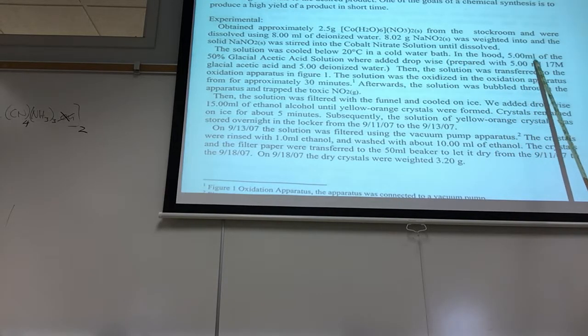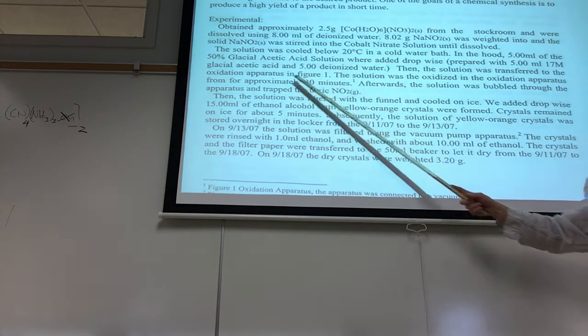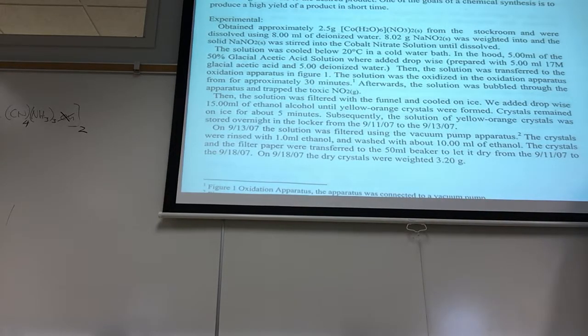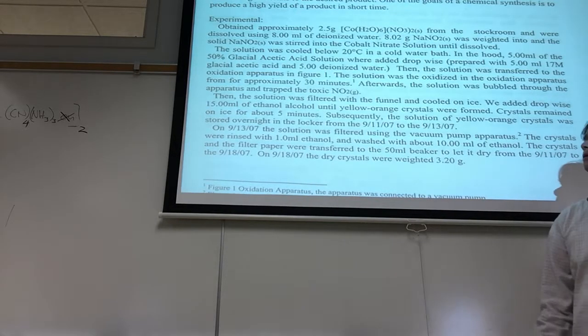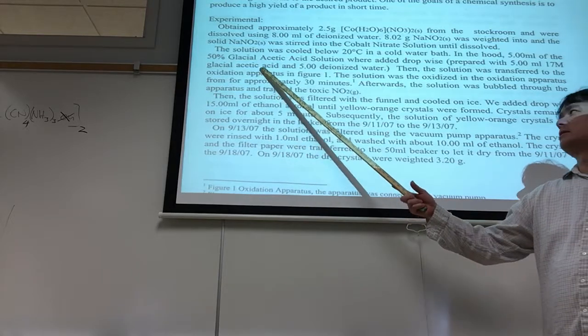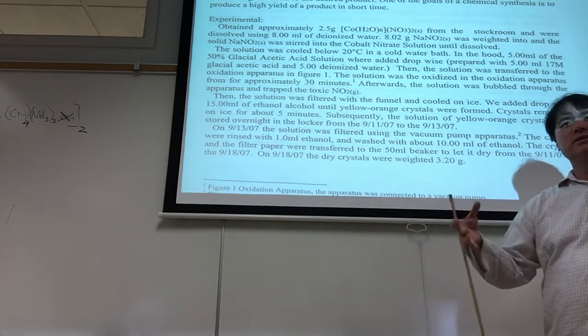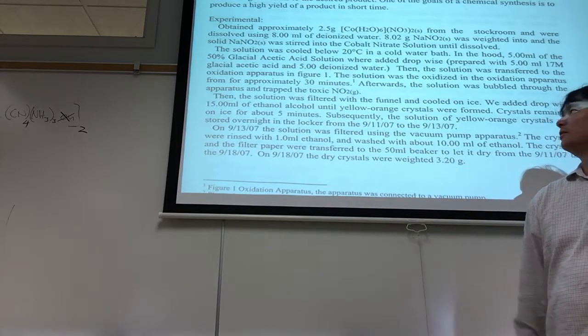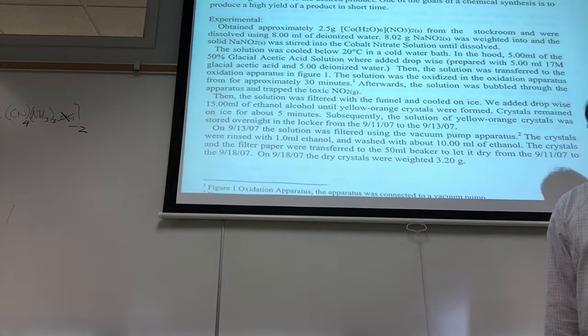In the hood, 5.00 milliliters of 50% glacial acetic acid. You know what glacial acetic acid is? It's like pure acetic acid. It's liquid. It's hard to get it 100% pure. There's always a little bit of water in there. Like super vinegar? Yeah, vinegar is 5% acetic acid. This is close to 100% acetic acid. And so it's concentrated.